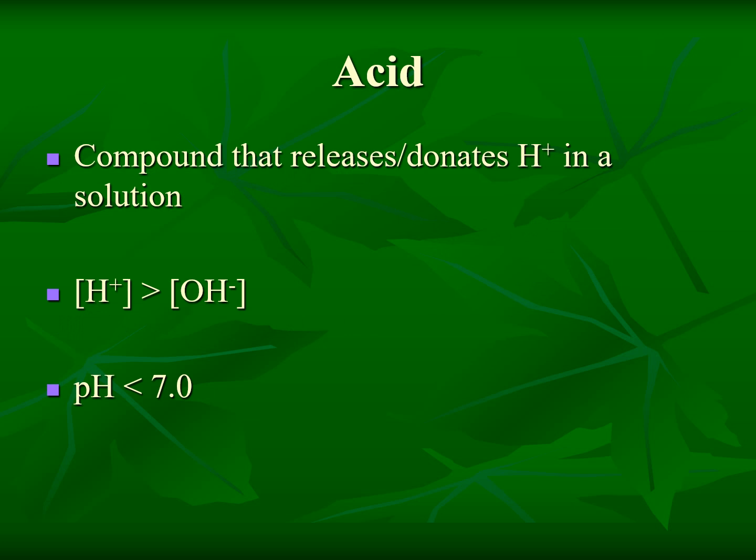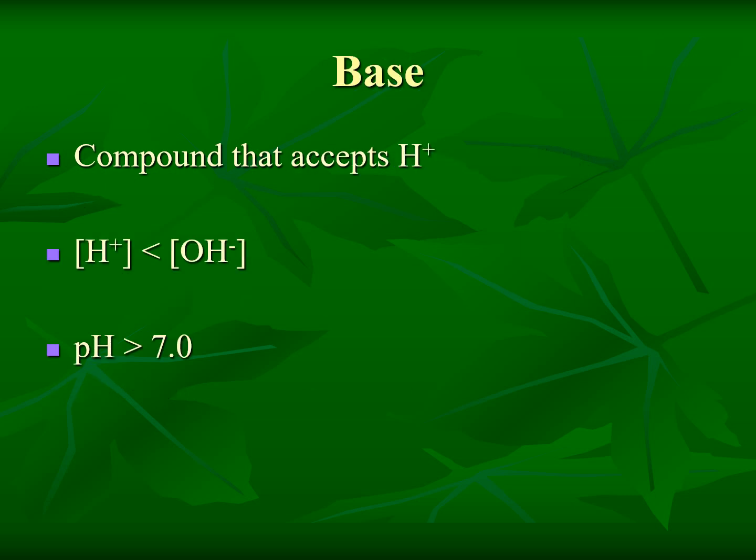There are a lot of different definitions from a chemistry standpoint of what an acid and a base is. As far as we are concerned, these are the definitions we're going to use for this class. An acid is a compound that's going to release or donate a hydrogen ion in a solution. So the hydrogen ion concentration, the brackets refer to concentration if you're not familiar with that, is greater than the hydroxide ion concentration. The pH is going to be less than 7. That is what an acid is for us.